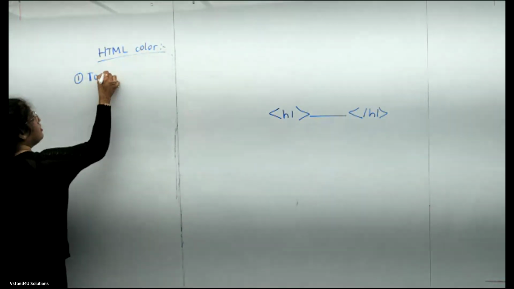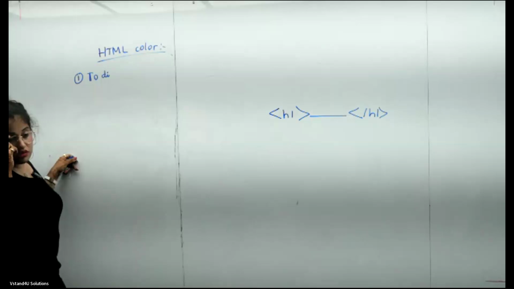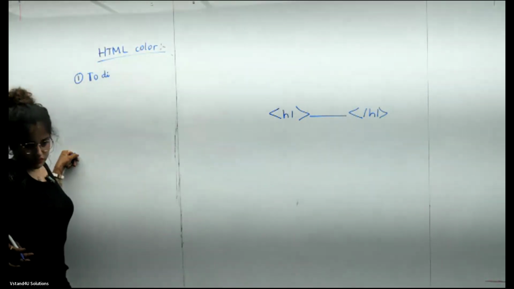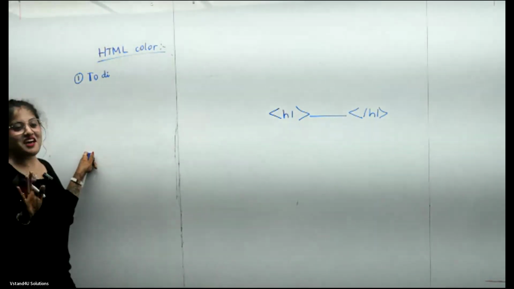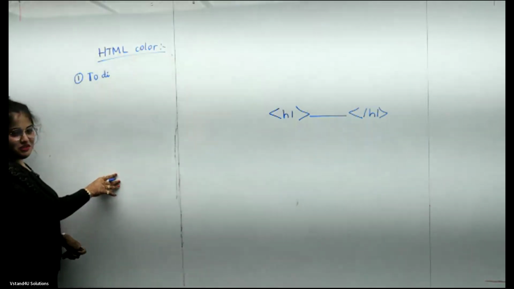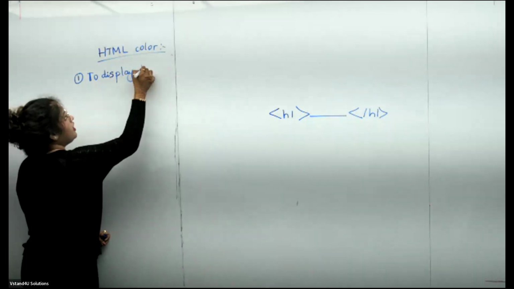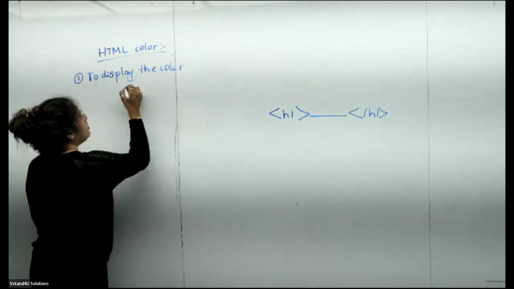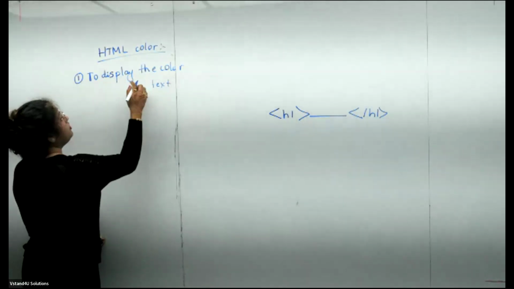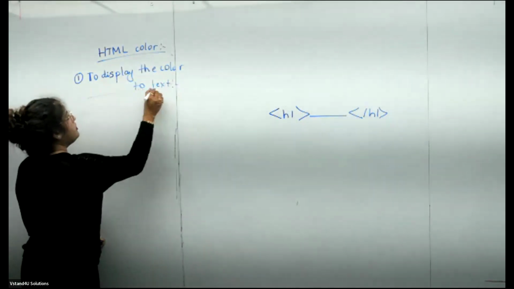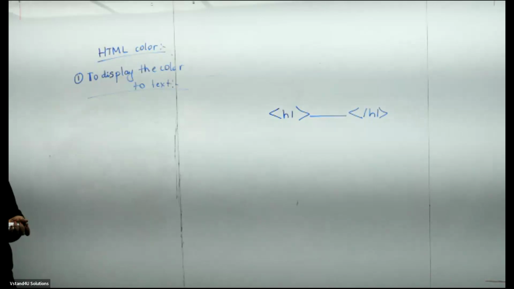So now let me come to the very first type, that is to display... that still you have it in CSS. Have patience. I'm just teaching HTML now. Okay, done. So next one is to display the color to the text. Okay. So now, how should we write the syntax for this?